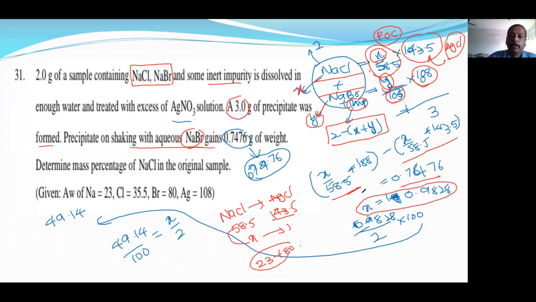Now, if you want the percentage of NaCl, X mass is how much? NaCl only we require, so X is the mass of the NaCl, 0.9828. Total mass of the sample is 2 grams. So 0.9828 divided by 2 into 100. So you will get 49.14.